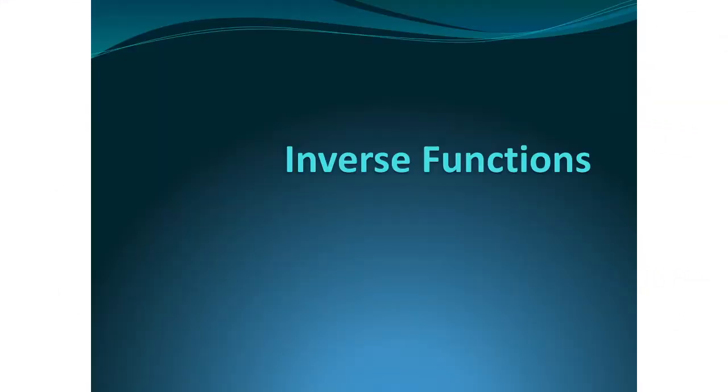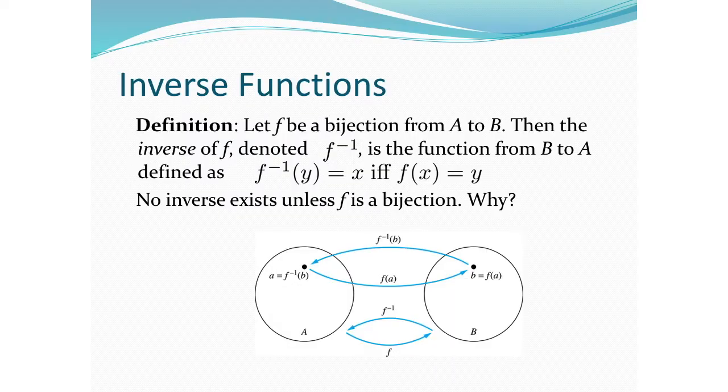Which is inverse of a function. We define a function f and we say this is a bijection. A function should be a bijection first from A to B, then the inverse of this function f, denoted f minus 1, is the function from B to A, which is defined: f minus 1 of y equals x if and only if we have f of x equals y.